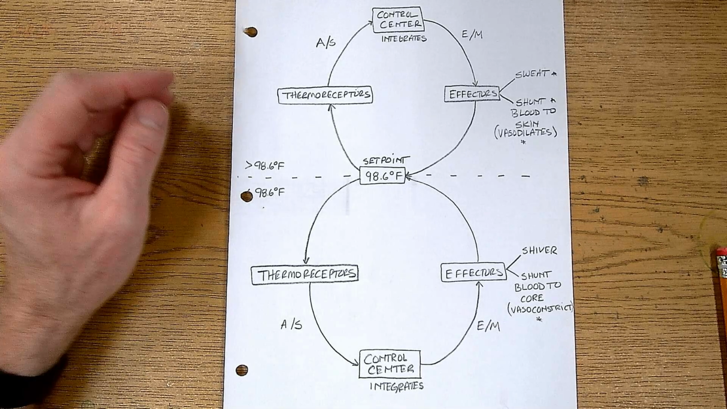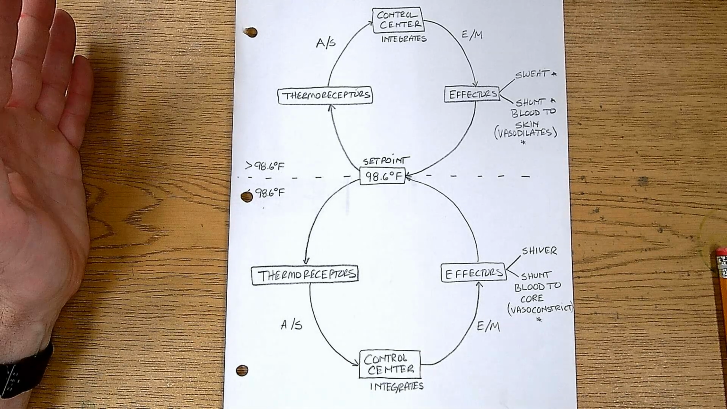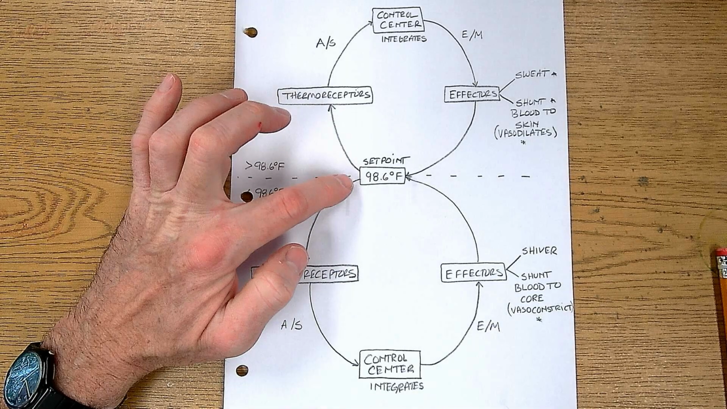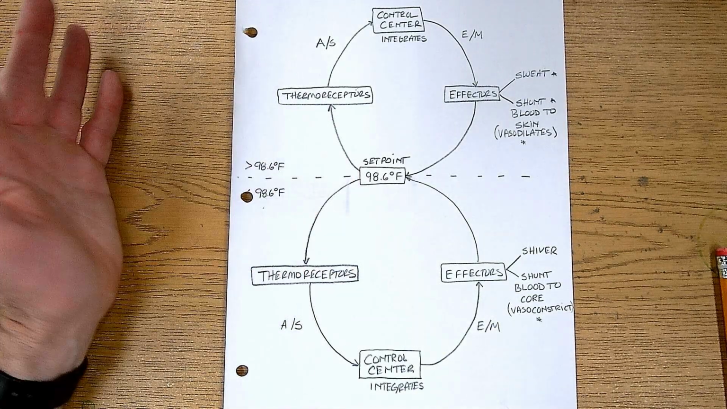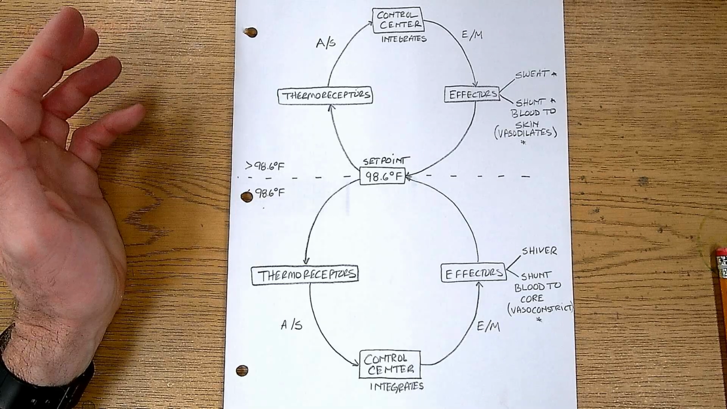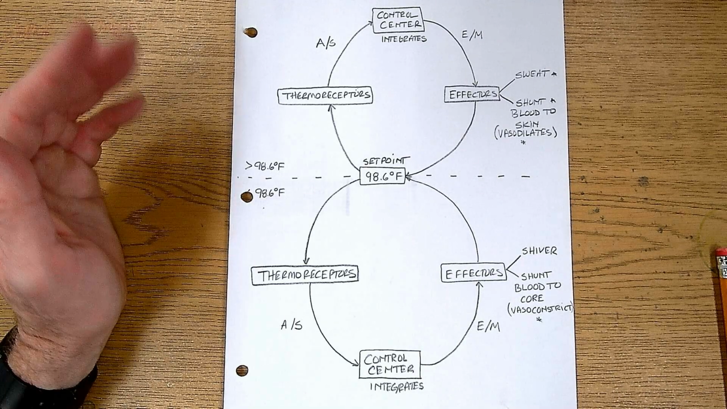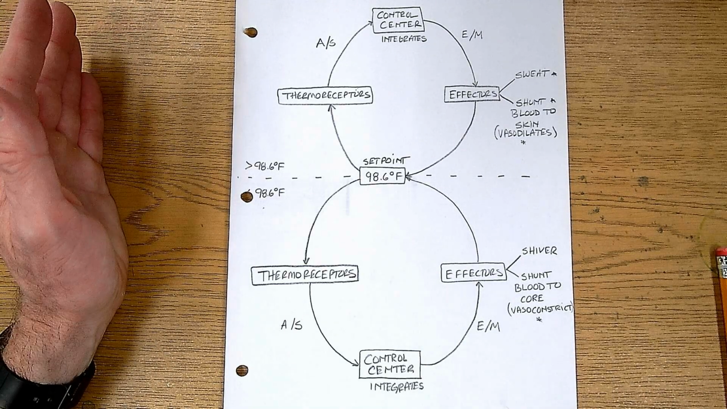All right, let's take a look at how fevers work. Normally our set point is 98.6 degrees Fahrenheit. So let's say you contract some sort of virus, bacteria, parasitic infection, something along those lines.